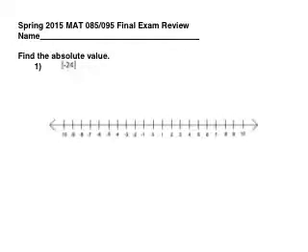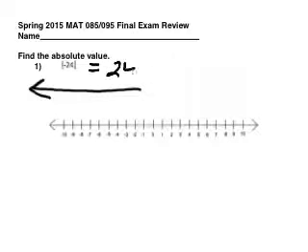Okay, find the absolute value. Number one. The absolute value is how far a number is from 0. So negative 24, even though negative 24 is down at the negative end, it's how far it is from 0. So negative 24 is 24.